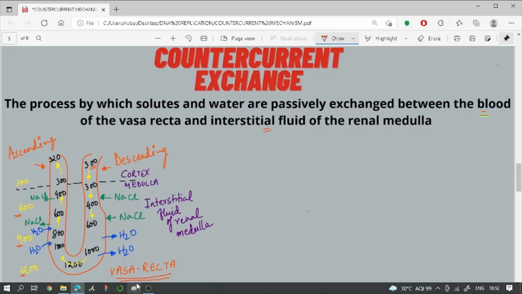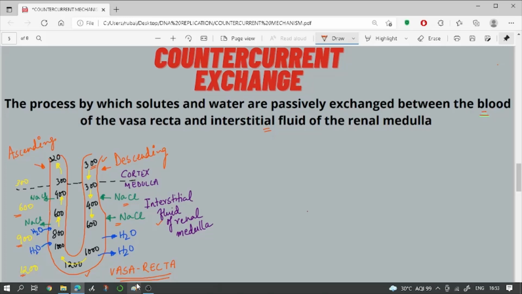So as the blood flows along the descending part into the renal medulla, the interstitial fluid also becomes increasingly concentrated. As a result, the sodium chloride and the urea diffuse from the interstitial fluid of the renal medulla into the blood of the vasa recta. Okay, so if the sodium chloride is entering the blood of the vasa recta, the osmolarity of the blood will gradually increase. So it has increased from around 300 to 1200. Right, you can see deep into the inner medulla, the blood having an osmolarity of around 1200.